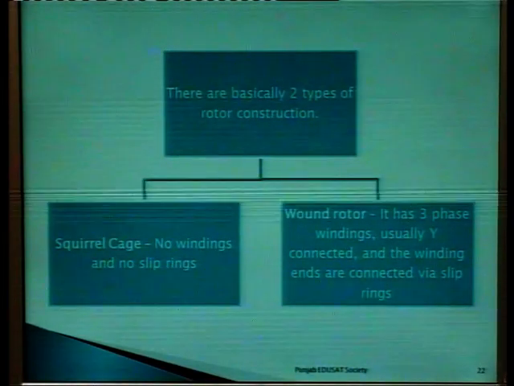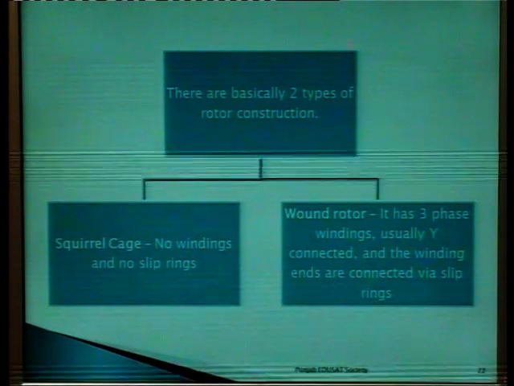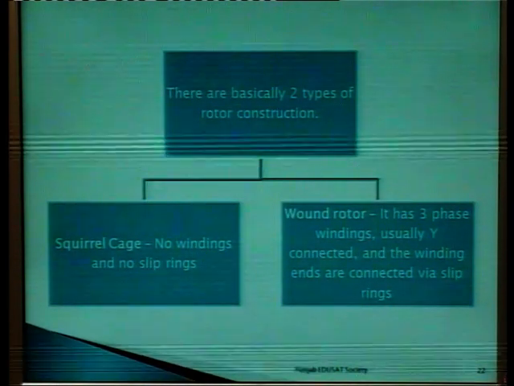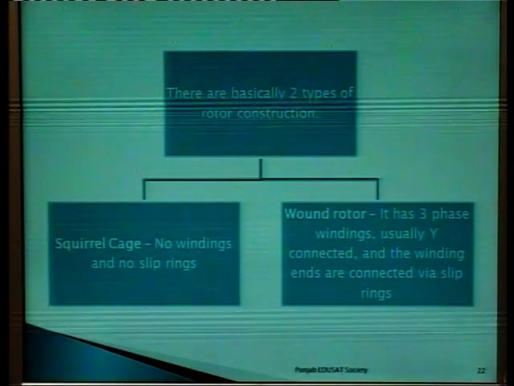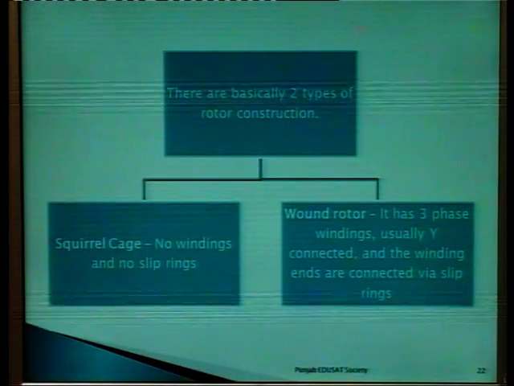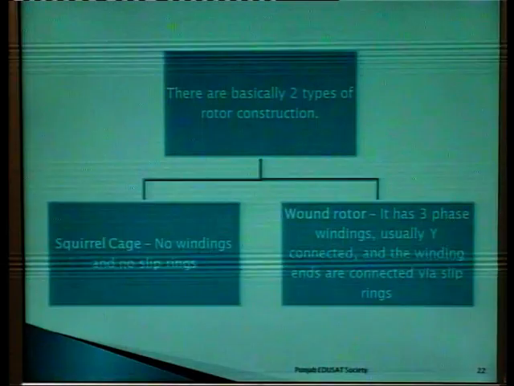There are basically two types of rotor constructions, as we have already discussed. Squirrel cage: no windings and no slip rings are provided. In the case of wound rotor, it has 3-phase windings, usually star connected, and the winding ends are connected via slip rings.